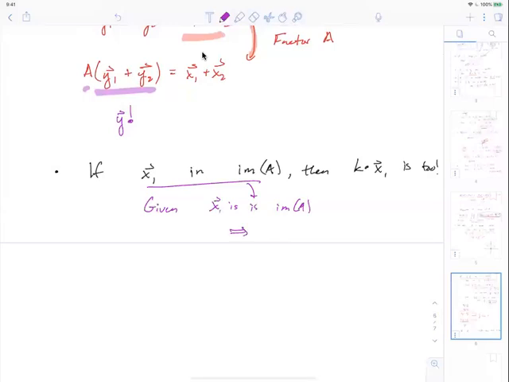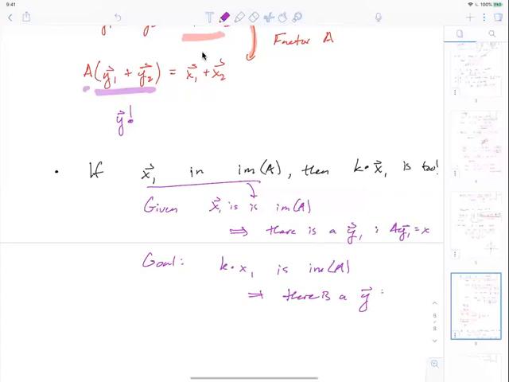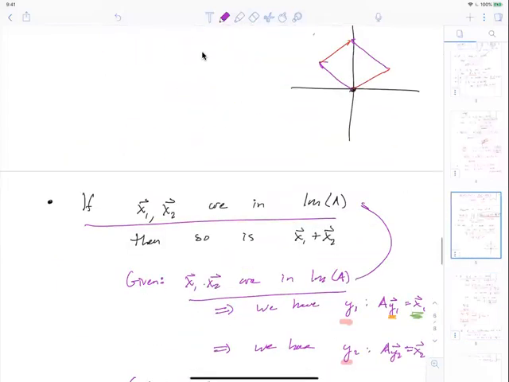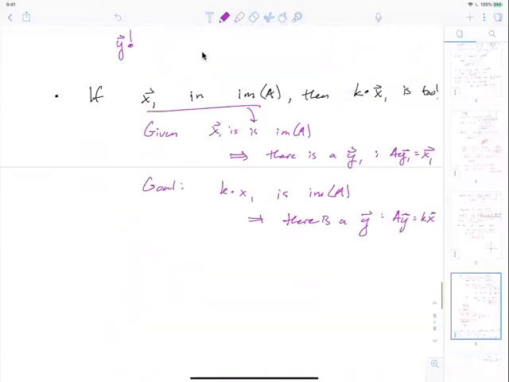And what this really means is there is some input, we'll call it Y1, such that A times Y1 gives us out X1. And the goal is that we want to show that K times X1 is in the image. But what does this really mean? This really means that there's a Y. That Y could be different, but there's a Y such that A times Y is equal to K times X1.